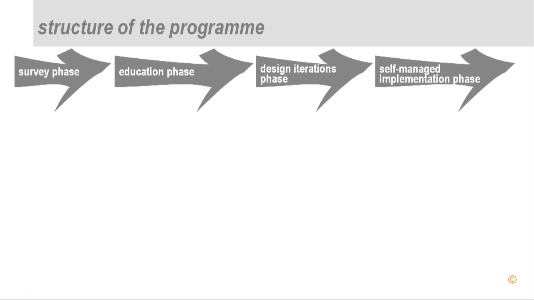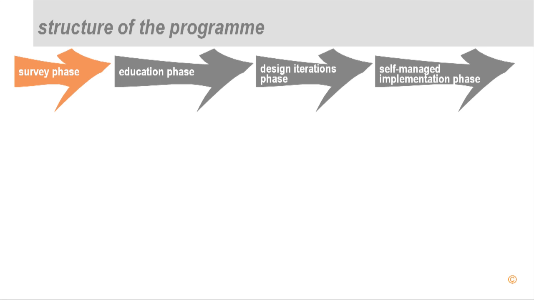The program is structured into 4 phases: a survey phase, education phase, design iteration phase, and a self-managed implementation phase. During the survey phase, stakeholders from different parts of the systems are asked to identify the systemic problems in their system and also to brainstorm solutions.